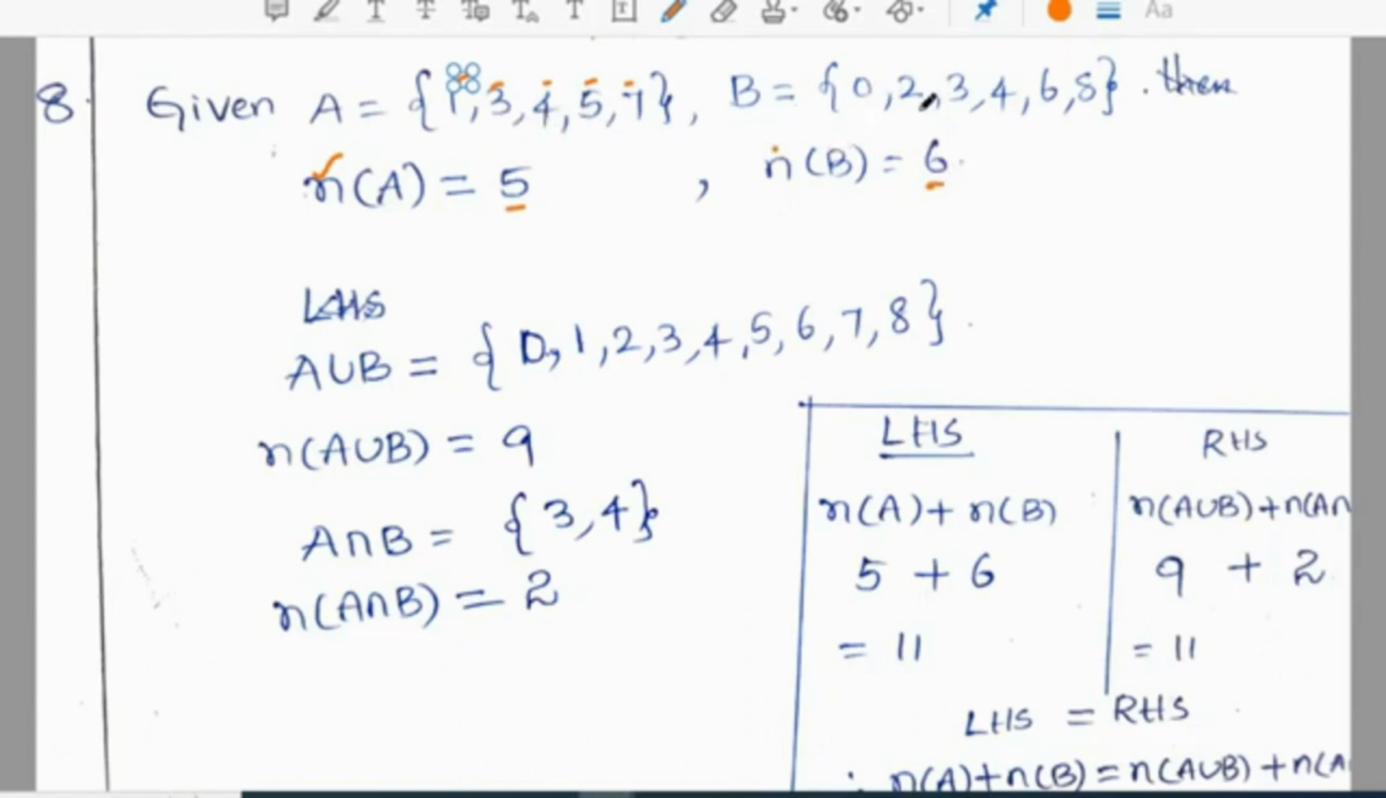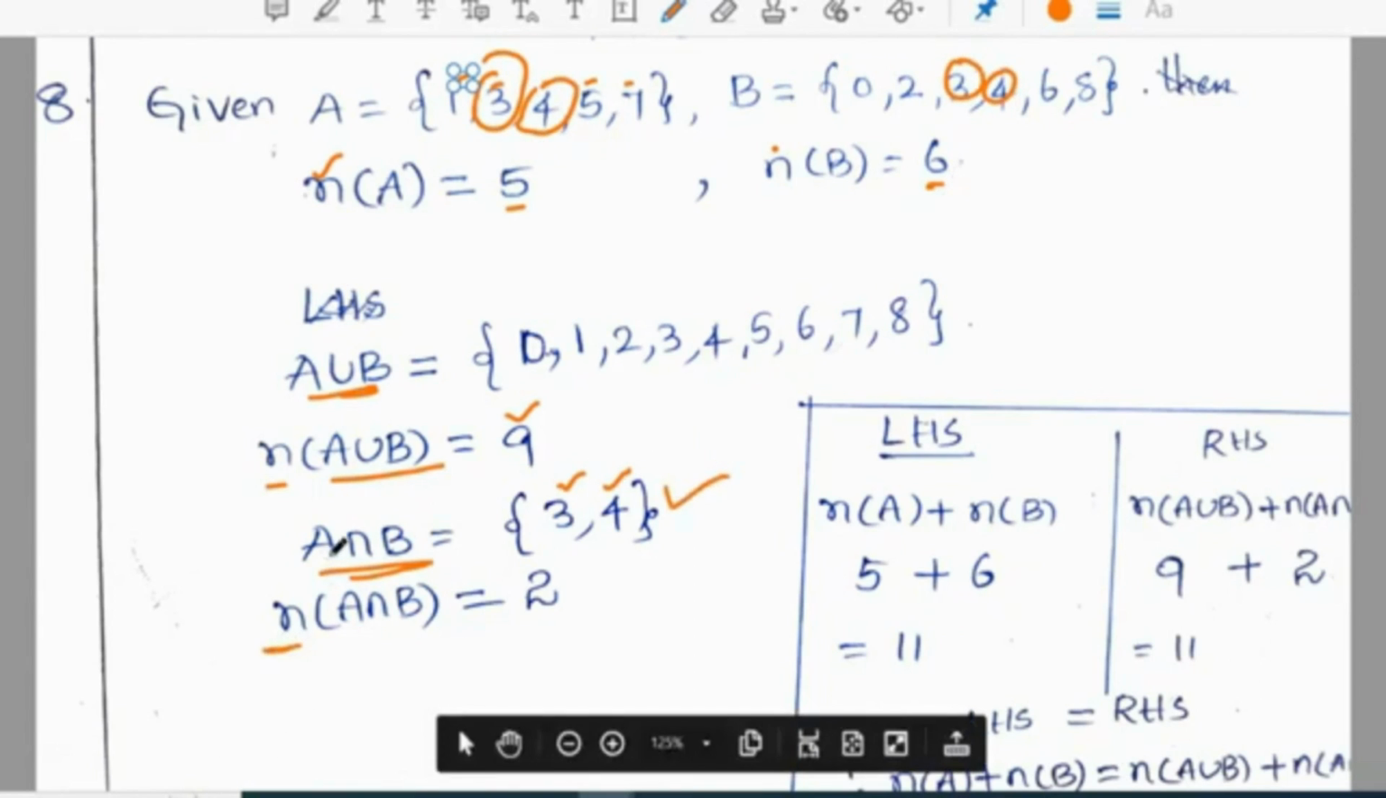Which we have to write together. Writing both together is what we call A union B. So A union B is 0, 1, 2, 3, 4, 5, 6, 7, 8, and n of A union B, the number of elements in A union B, is clearly 9. So to find n of A intersection B, first we have to calculate A intersection B, which is the common elements in both the sets. 3 is common, 4 is also common in both sets. So A intersection B is {3, 4}. Number of elements in A intersection B is 2.